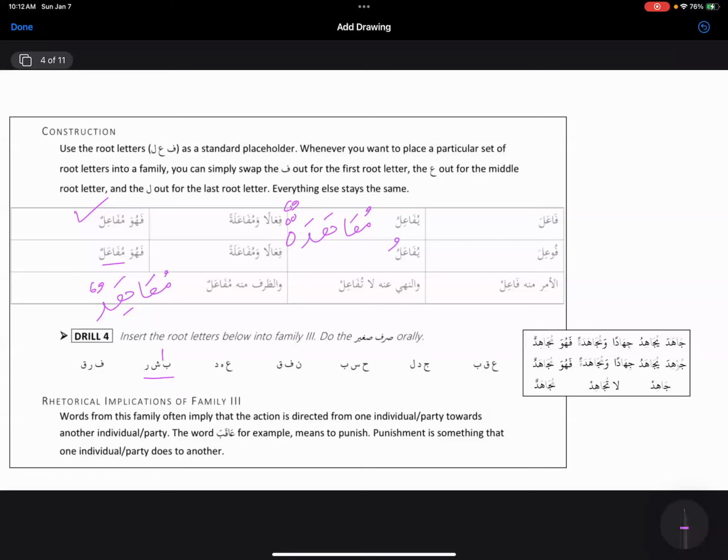Very good, mashallah. Okay, what does Bashir mean? Bashir is a command. So you are commanding someone to give good news, right? Give good news. Yes, very good.